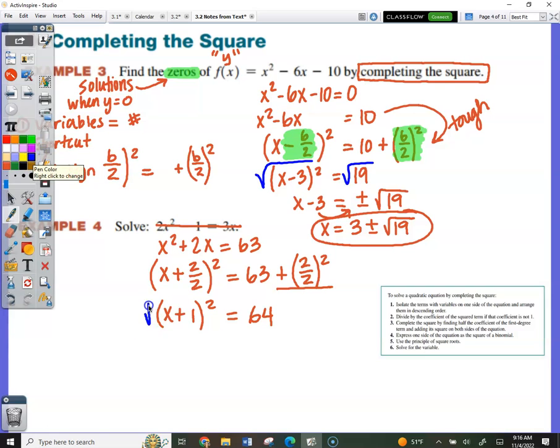Now I can take the square root of both sides. What's the square root of 64? There it is. Don't forget the negative side of it. And now you have 2 pretty equations, so separate them and solve them. You got x plus 1 equals a pretty 8, and then you got x plus 1 equals a negative 8.